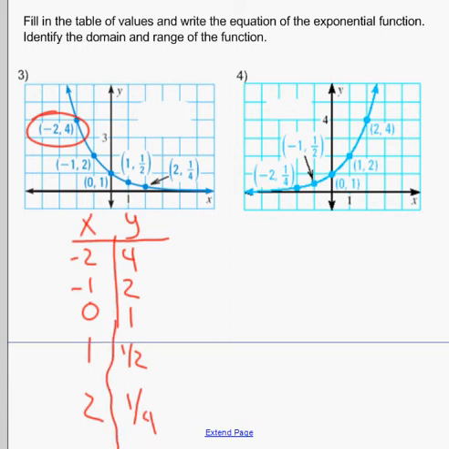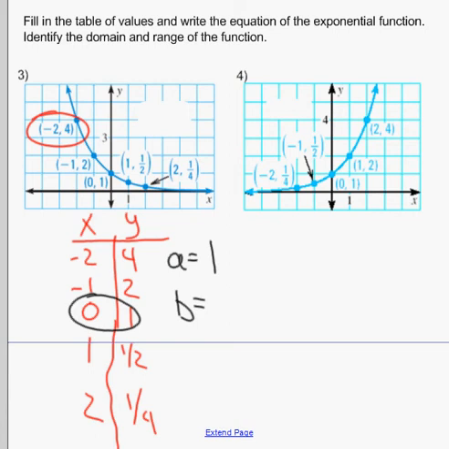At this point, you're doing the same thing you did before. You have to identify your A and B. Because you're new to this, please make sure that you write A equals and B equals. So let's take a look at what A equals. We know that the A value is Y when X equals 0. So if you look at the point that I just circled, Y is 1 when X is 0. So my A value is 1.